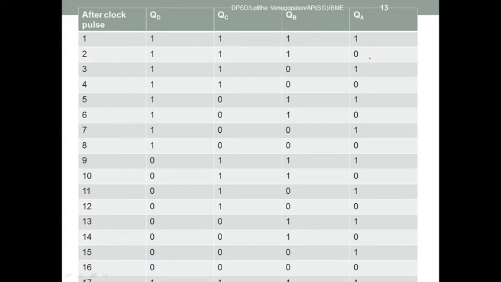QB changes whenever QA is 0. So whenever QA is 0, in the next clock pulse QB changes its state. Again here, when QA is 0, in the next clock pulse QB changes its state, and so on.